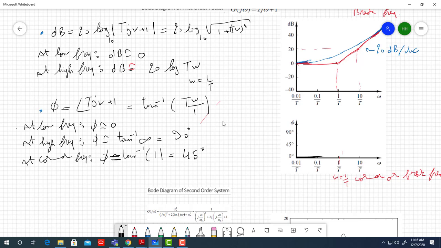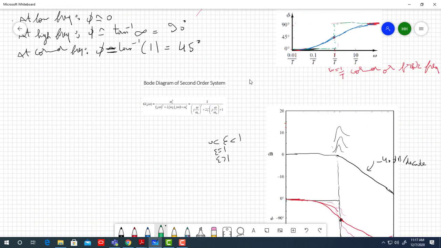Therefore you have an asymptote of 0, and an asymptote of 90 at infinity, and in between at 1 over T is 45 degrees. So yours will be something like that. Okay, maybe if you want to have the two asymptotes together, they look like this. Very nice.